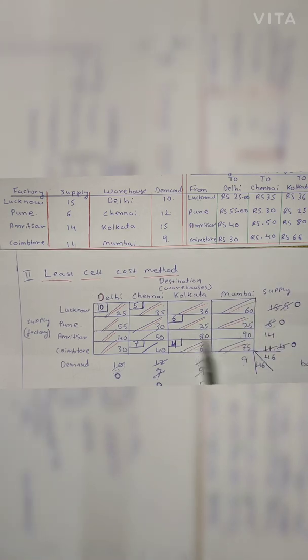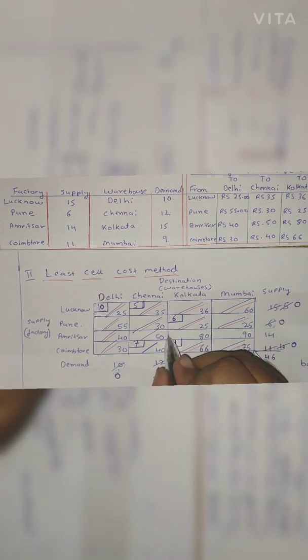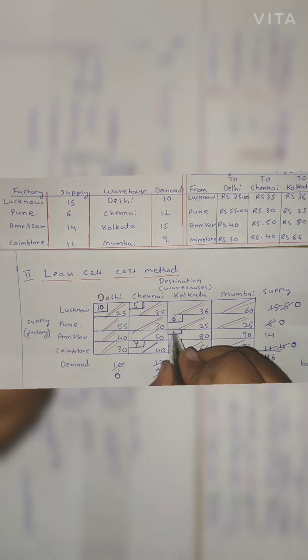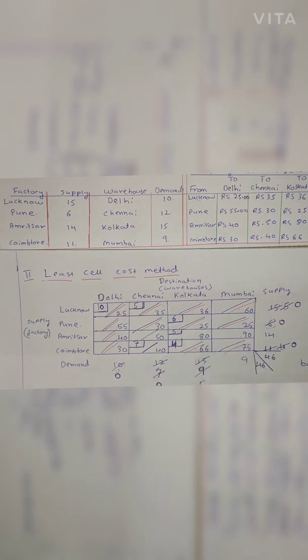Now 2 cells remain, 80 and 90. In this case you have to see which is the lower cell again. The lower is 80, then 90. So we'll draw a box at 80. Then we'll check the row, which is 14, and the column, which is 5. The lower is 5, so we'll write the value 5 over here.